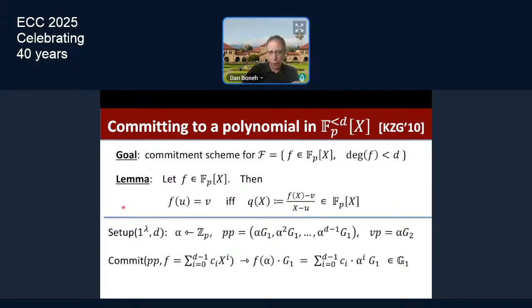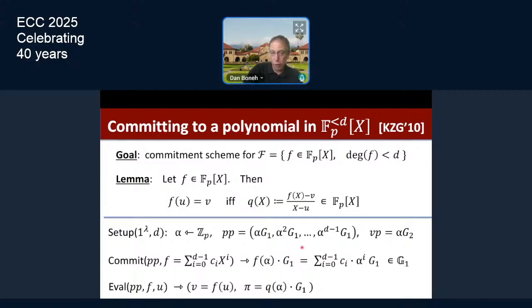Now, the way we commit is very simple. If you give me a polynomial of degree less than d, and you want me to commit to it, it's not difficult to see that basically you can compute the group element, which is f evaluated at a secret alpha times G1. And you can do this as a committer without ever knowing what alpha is, and I just wrote down the equation of how to do that using the prover parameters. Okay, so this is our commitment to a function. It's a single group element, just f evaluated at a secret alpha times G1.